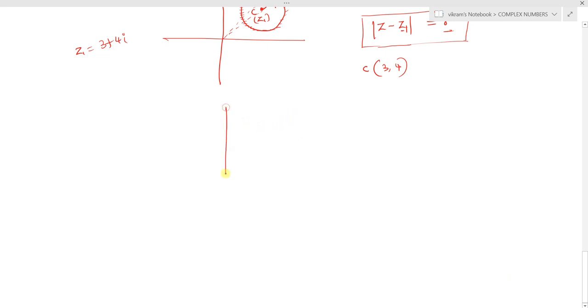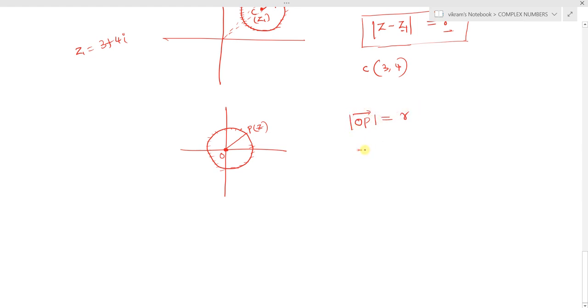If the circle has the center as origin, then z1 is the origin. Now P is moving, the locus of P, that means the locus of z, is nothing but OP, the distance from the origin, equals r.